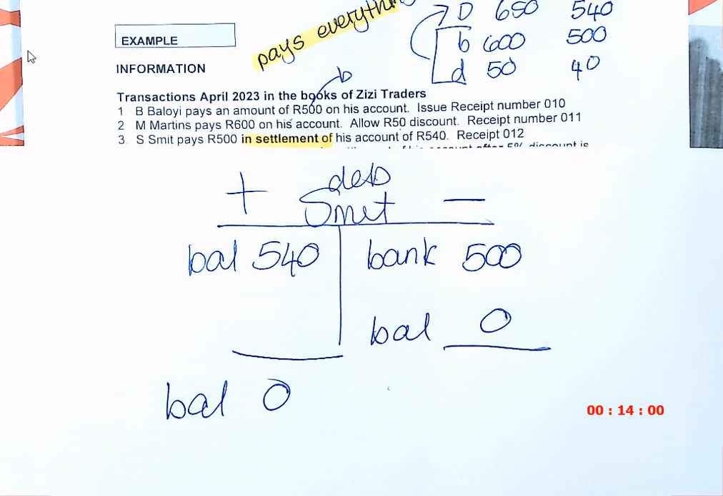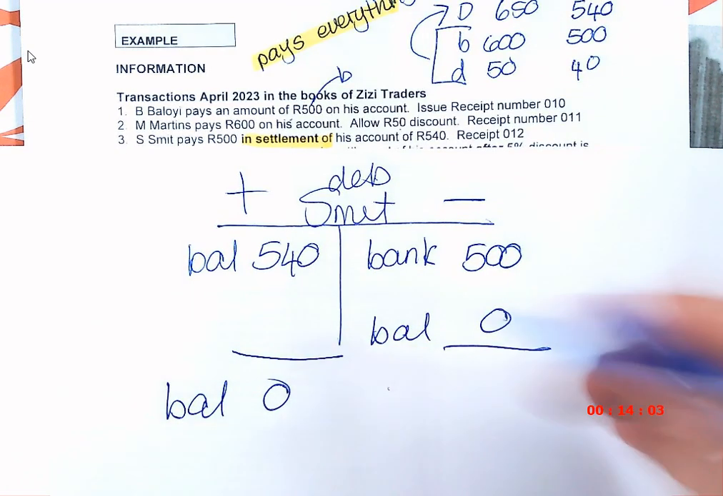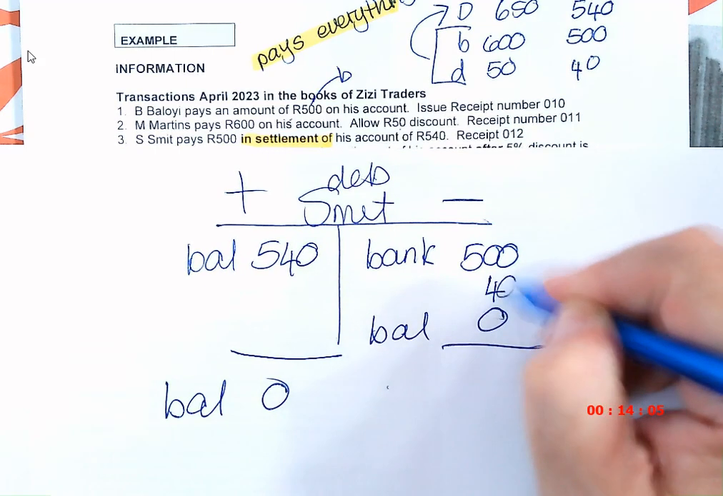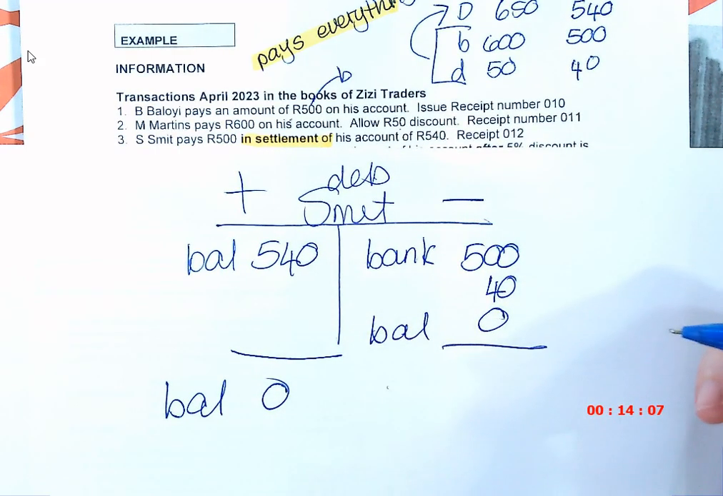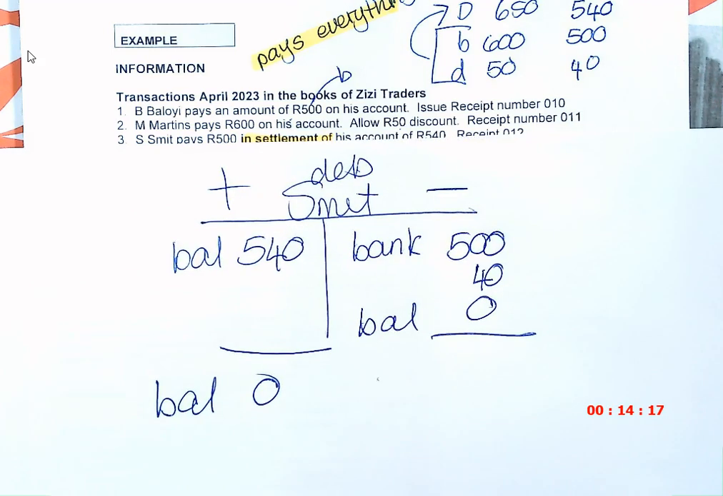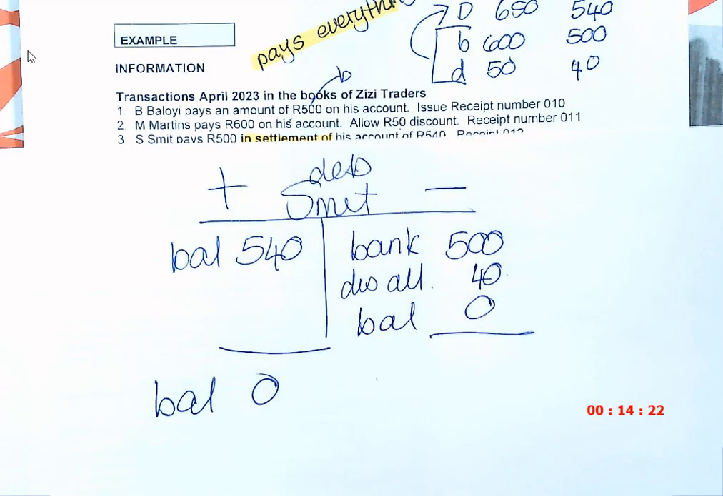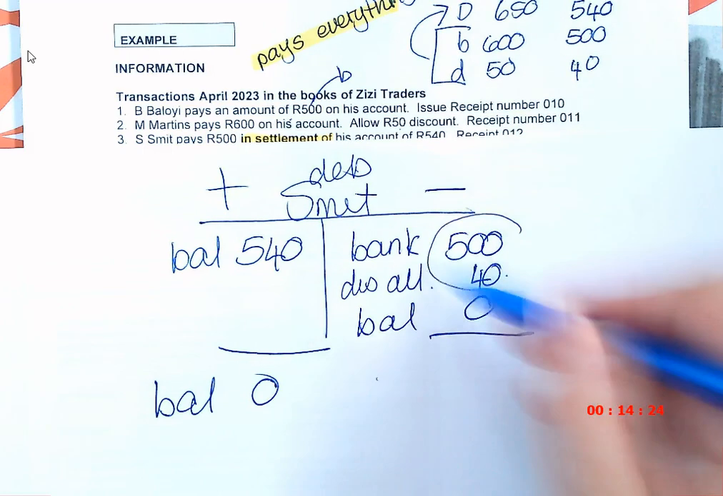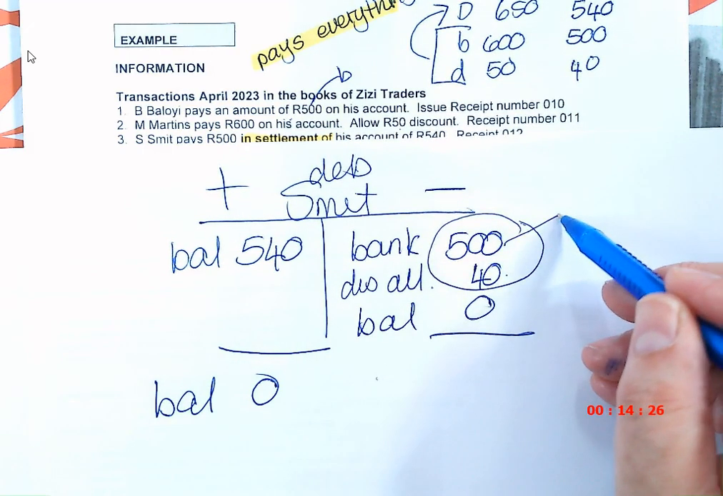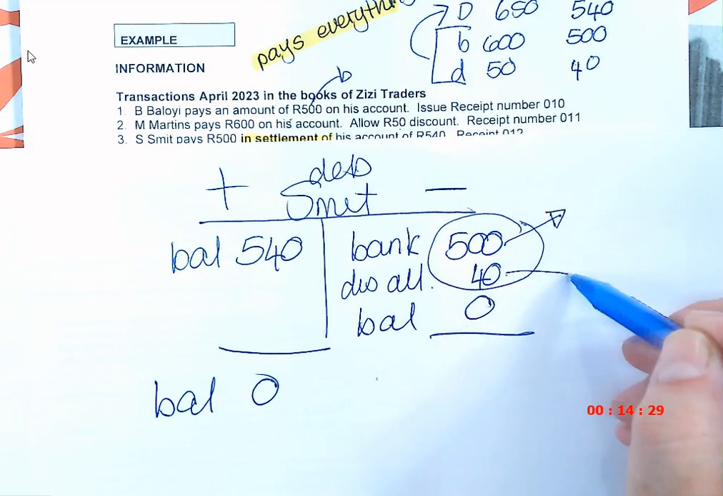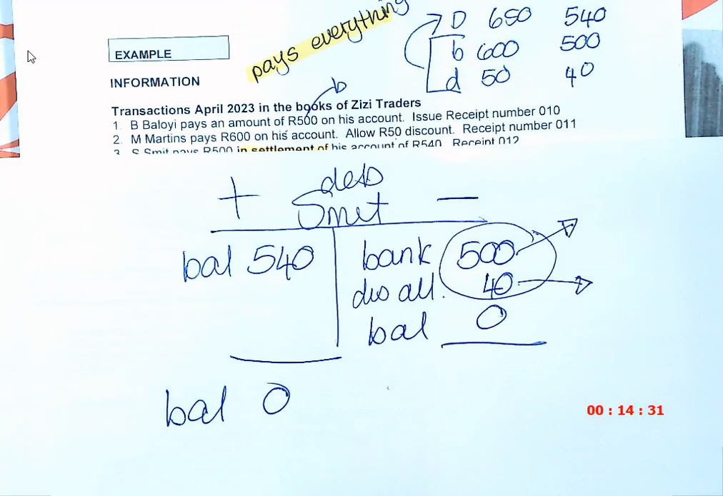How will I get that right? This side is still short 40. He didn't pay it to me, but he also doesn't owe it to me because I gave it to him as a discount. So I say discount allowed 40. So his debt is paid. 500 he physically paid. 40 I wrote off from his account because he paid me in time.